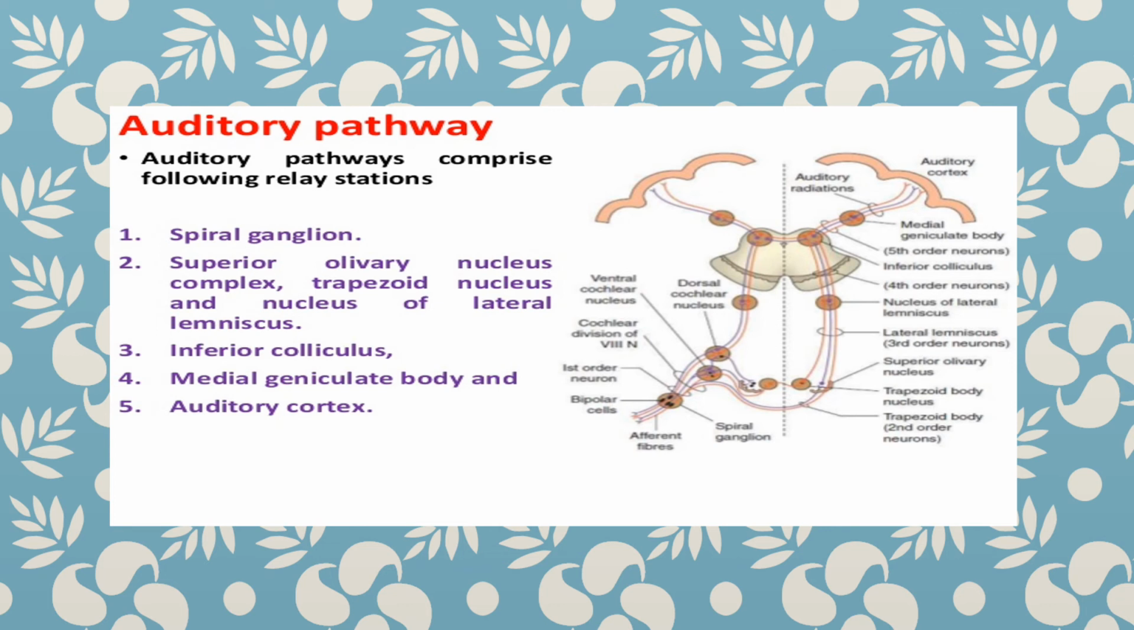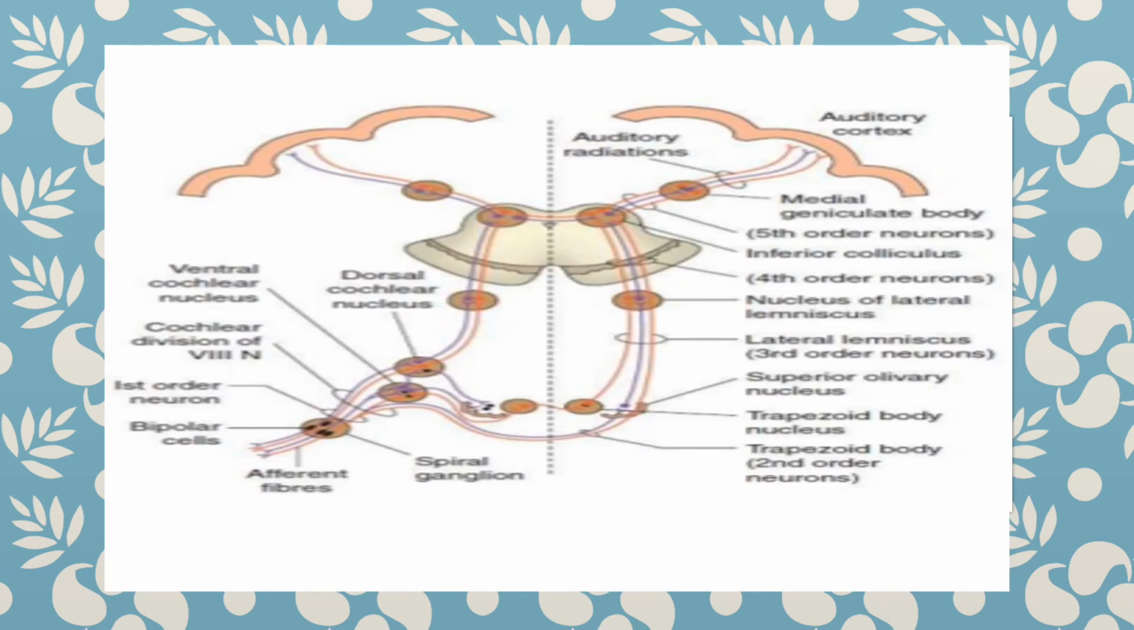On reaching the midbrain, fibers of the lateral lemniscus terminate in the nucleus of inferior colliculus or are relayed in the medial geniculate body and pass to the auditory cortex of the cerebral hemisphere through the acoustic radiation of the internal capsule. This is the total auditory pathway.